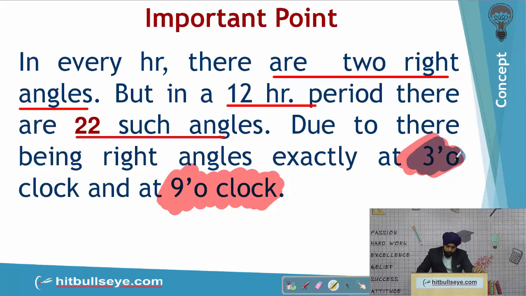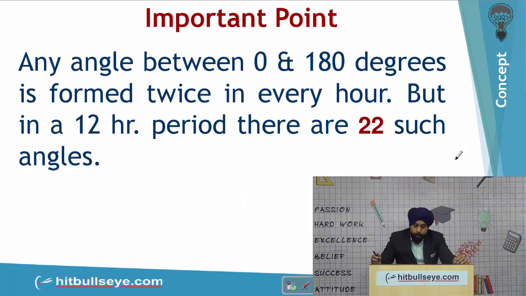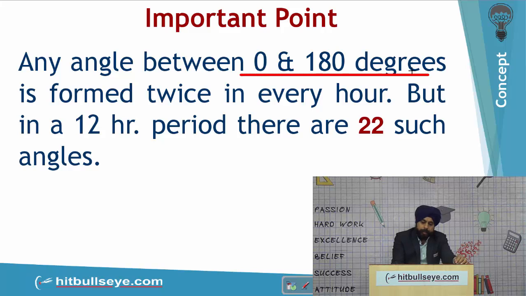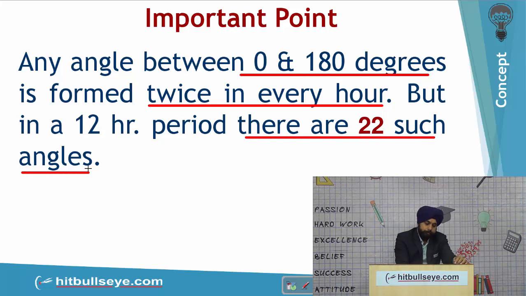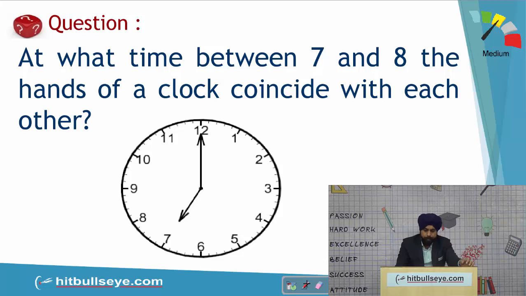Right students? One more relevant point here. We can conclude that any angle between 0 and 180 degrees is formed twice in every hour, but in a 12-hour period it happens 22 times. Right students? Now let's go to the questions and solve those. This is the first question, students.